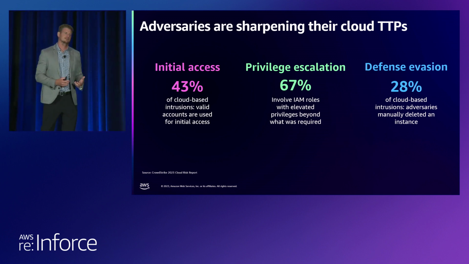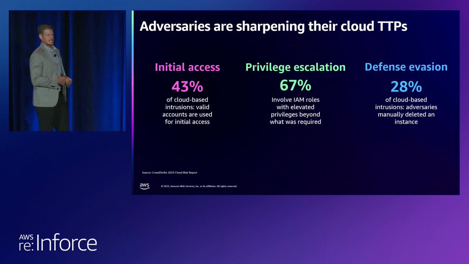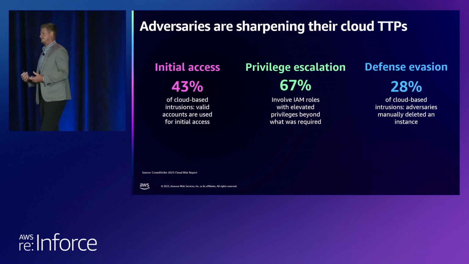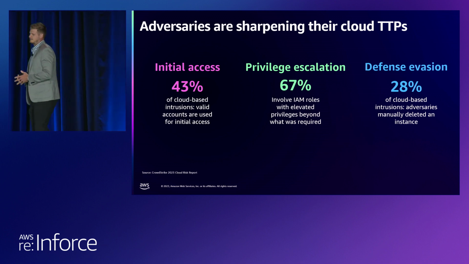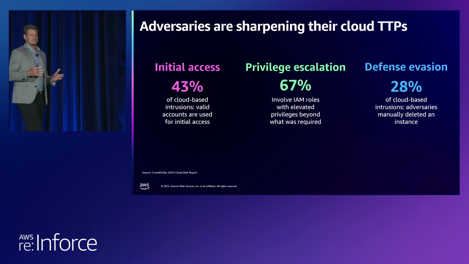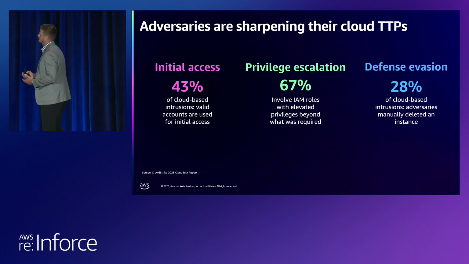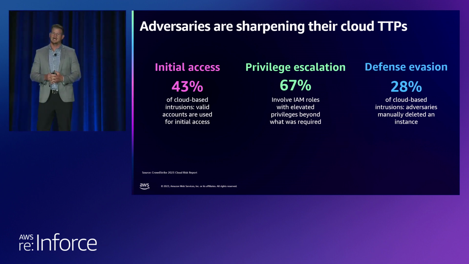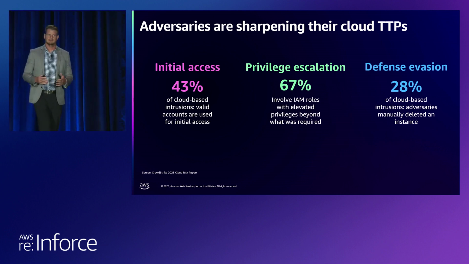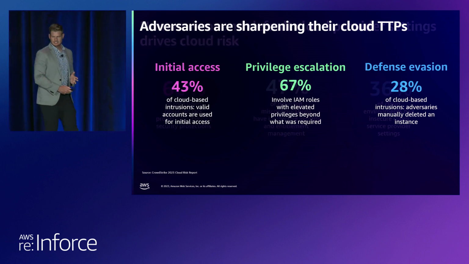And finally, they're covering their tracks. They don't want to be found. They want to hide in there. They want to understand as much as they can about the environment. In 28% of the cloud-based intrusions that we observed, the adversaries deleted an instance. Again, they're covering their tracks and hiding to really avoid any type of detection and any type of remediation response.